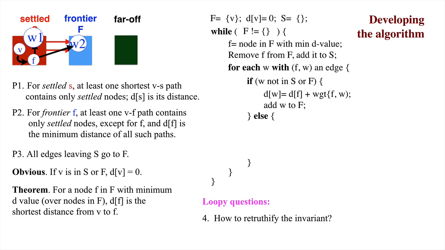Case 2. If W is in the settled or frontier sets, like nodes W1 and W2, a new path from V to F to W has been created with all settled nodes except perhaps for the last one. If its distance, d sub F plus the weight of the edge from F to W, is less than d sub W, a shorter path has been found. So change d sub W accordingly. Note that if W is in the settled set, like W1, nothing will change.